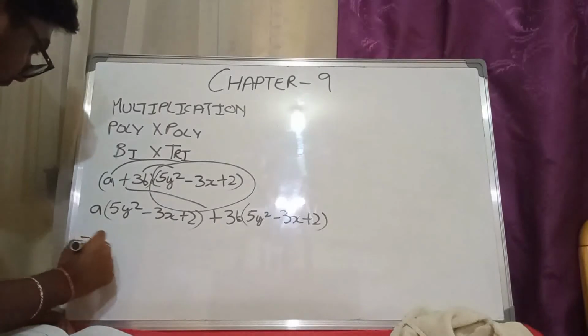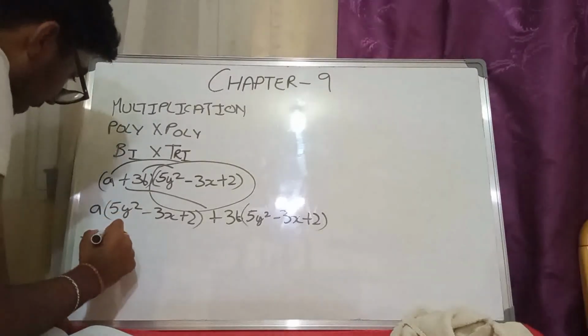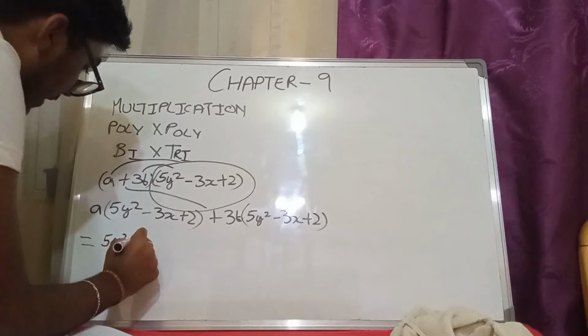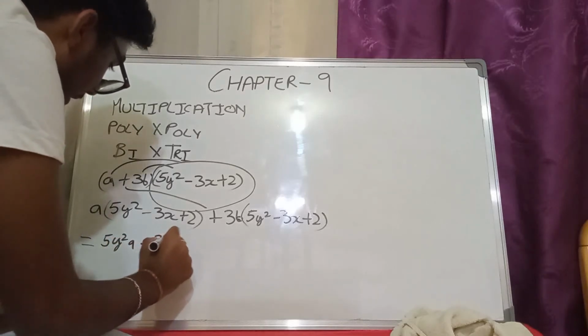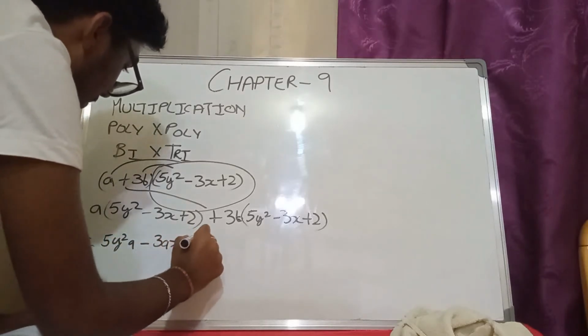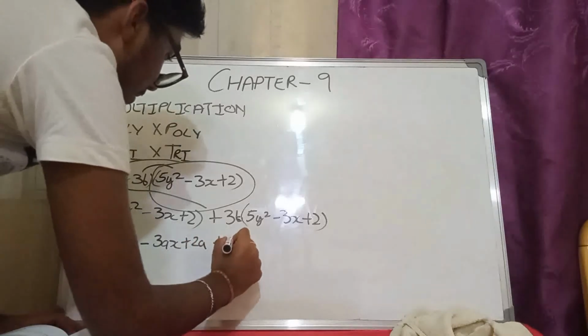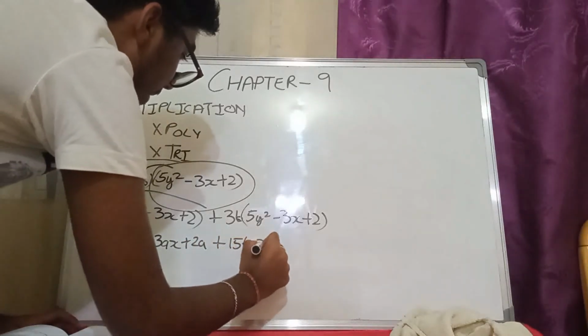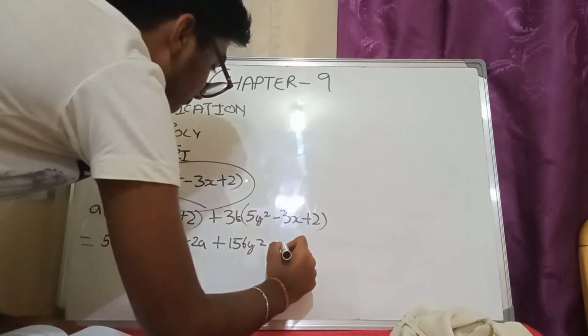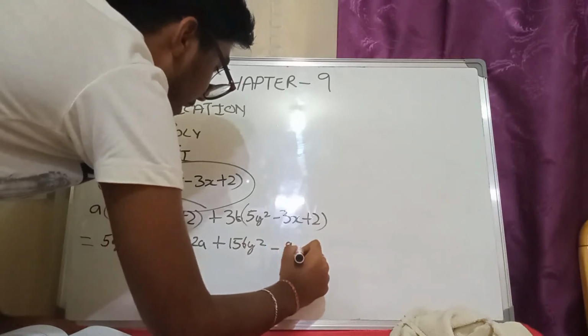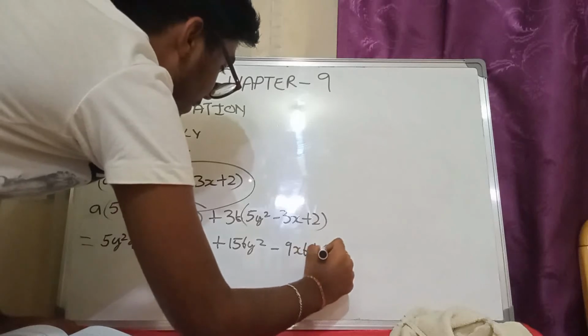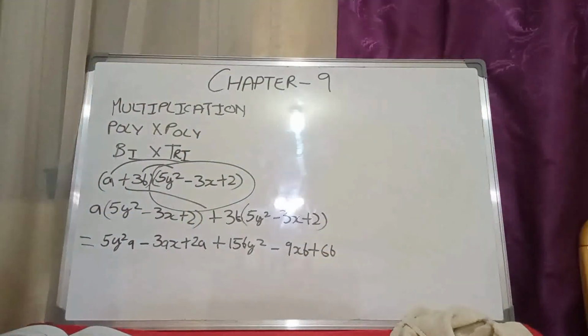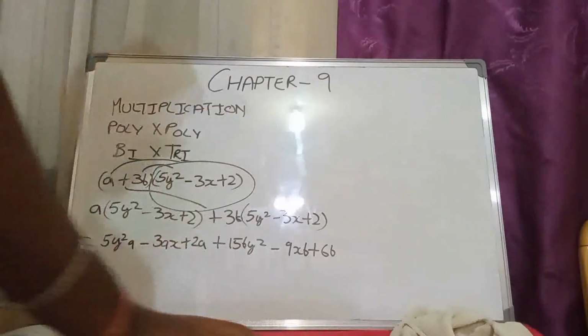Again, we solve it like how we did a monomial with a trinomial. We'll do it: 5y square a minus 3ax plus 2a plus 15by square minus 9xb plus 6b. Until now, we haven't found a place where we have like terms. So we'll be seeing a question where there are like terms.